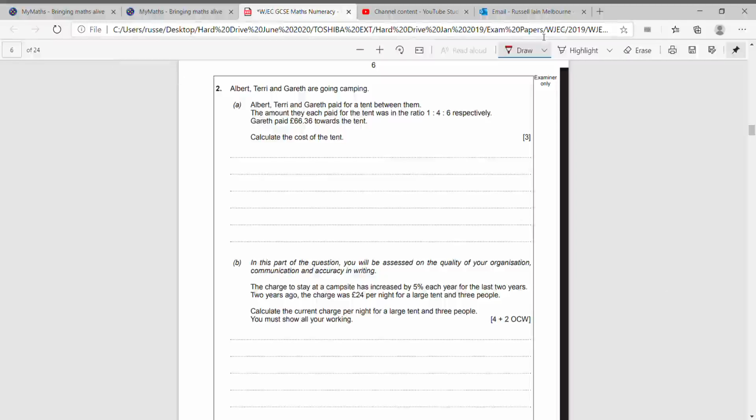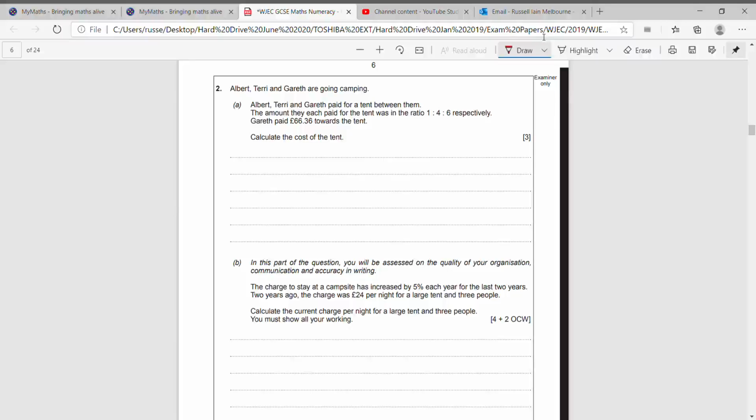Okay, so let's move on to question 2. So Albert, Terry and Gareth. Now, with all of these, the first thing that I'm going to do on any of these questions is read the actual question itself and not all of the material that goes before it. So it says calculate the cost of the tent. So that's what I'm trying to do, calculate the cost of the tent.